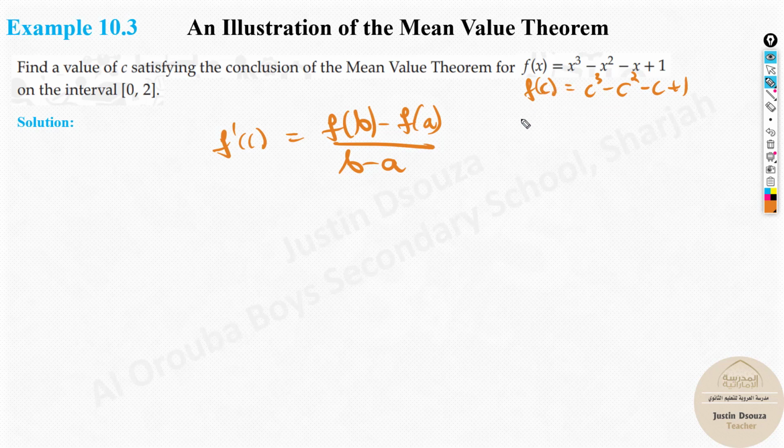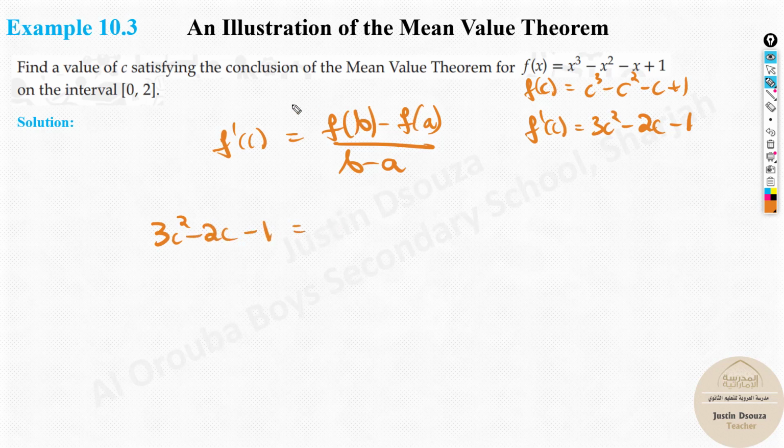Whichever is comfortable. Now, next one would be the derivative of this. That is 3c squared minus 2c minus 1. This is 0. Now, what do you do? You don't substitute 0 or anything over here, just write it as it is: 3c squared minus 2c minus 1.